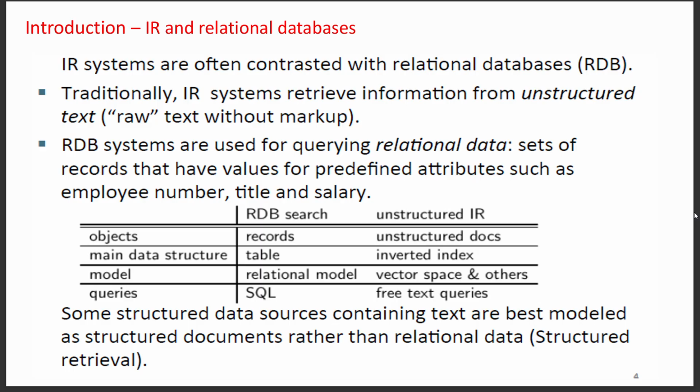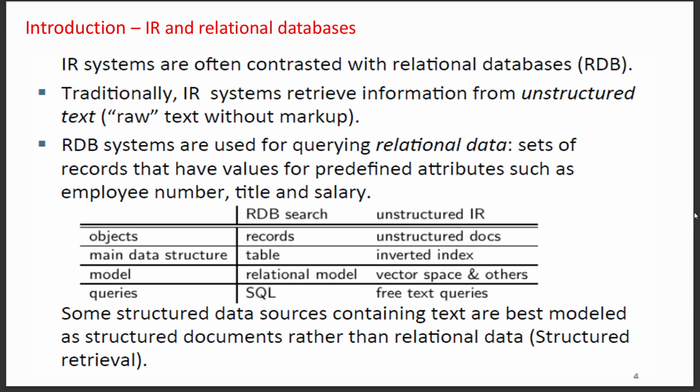Now coming to the introduction, let us revisit what IR is and what relational databases are. IR is nothing but information retrieval, meaning we are going to fetch information from any given unknown document. And when we take the example of a relational database, it is going to be a structured format, meaning it is going to contain tuples and attributes. IR systems are often contrasted with relational databases, meaning IR systems are totally opposite to relational databases. That is why IR systems retrieve information from unstructured text.